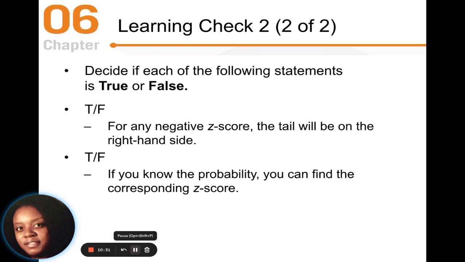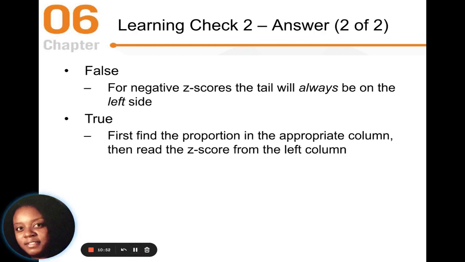Here are a couple of other learning checks. For any negative z-score, the tail will be on the right-hand side. And if you know the probability, you can find the corresponding z-score. I'll give you a few moments to think about the correct answer. The first one is false. For negative z-scores, the tail will always be on the left-hand side, which is where the negative side is on the distribution. And the second is true. You first find the proportion in the appropriate column, then read the z-score from the left column.